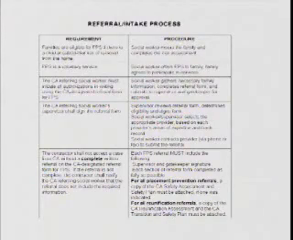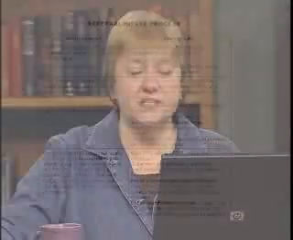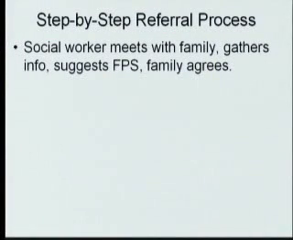So in just a nutshell, what this says is, first of all, the social worker meets with the family, gathers the necessary information, makes a suggestion to the family about family preservation services. Hey, there's this great service called family preservation. You might be interested. A therapist could actually come to your house. You don't have to go to their office. They will try to help you make sure that you can keep your children here at home with you. And the family agrees. Now, ideally, that's what happens.